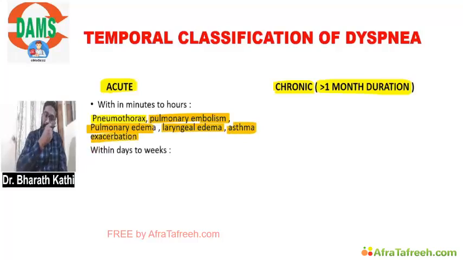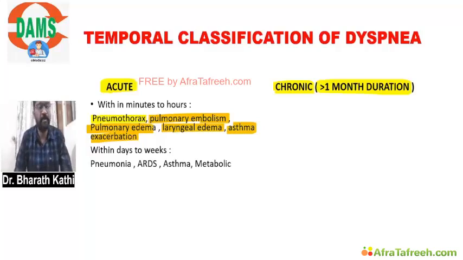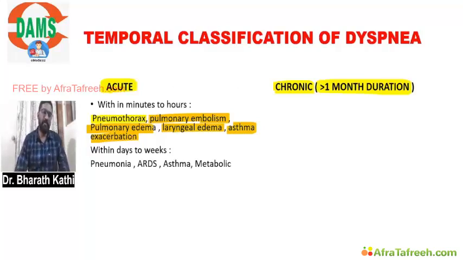Then what are the causes of breathlessness that develop in days to weeks? Doctor, for the last 5 to 6 days I am having breathlessness. Here you should take into consideration pneumonia, ARDS, asthma, and metabolic causes. A patient in DKA or renal failure will mention that he is having breathlessness for the last 1 to 2 days or the last 1 week.